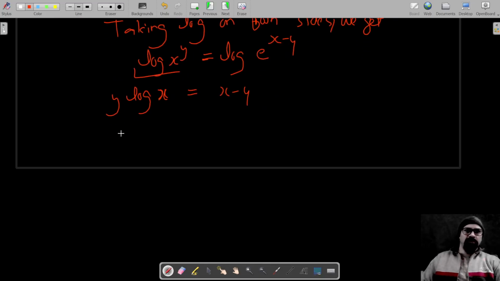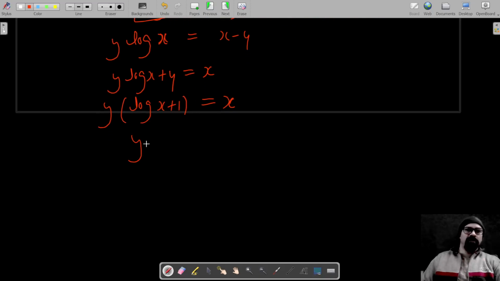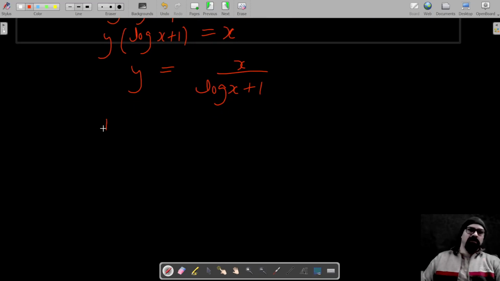Now we can easily separate the variables. So let's take y variables on one side and take y common. So this is log x plus 1. And finally, y is equal to x upon log x plus 1. Now let's differentiate this with respect to x.